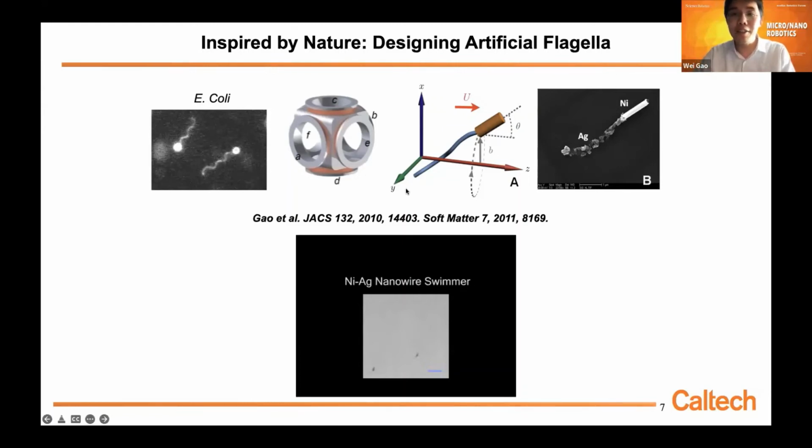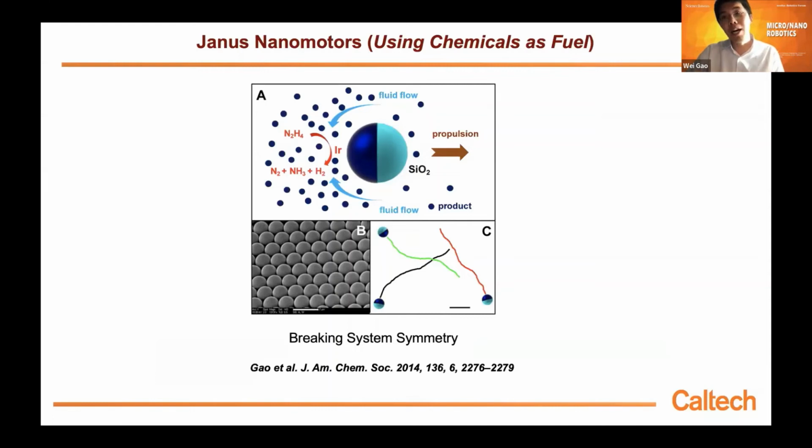The head is nickel, the silver is the tail. On the rotating magnetic field, the head will rotate. As a result, the tail will also follow. And we also design chemical powered micro nanorobots.